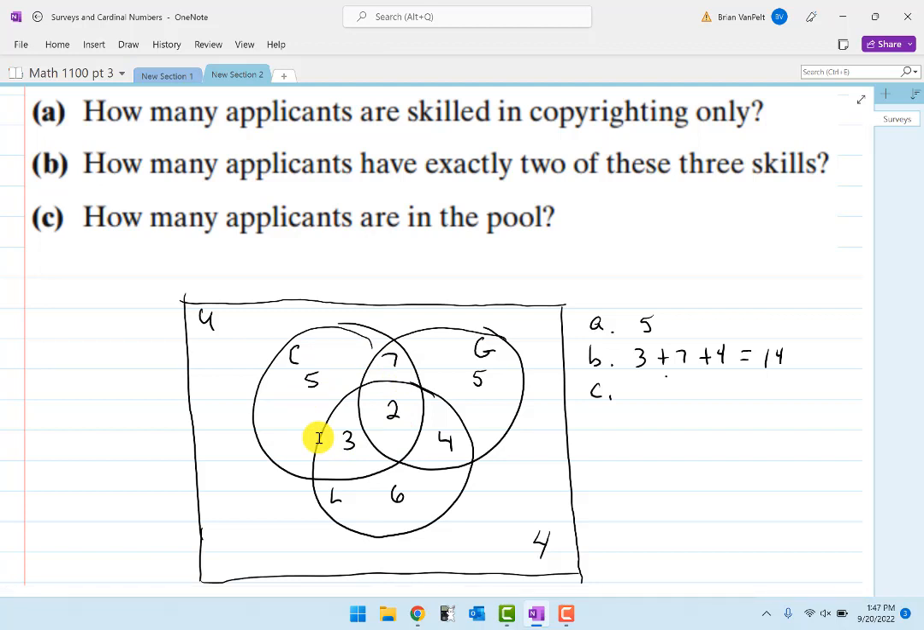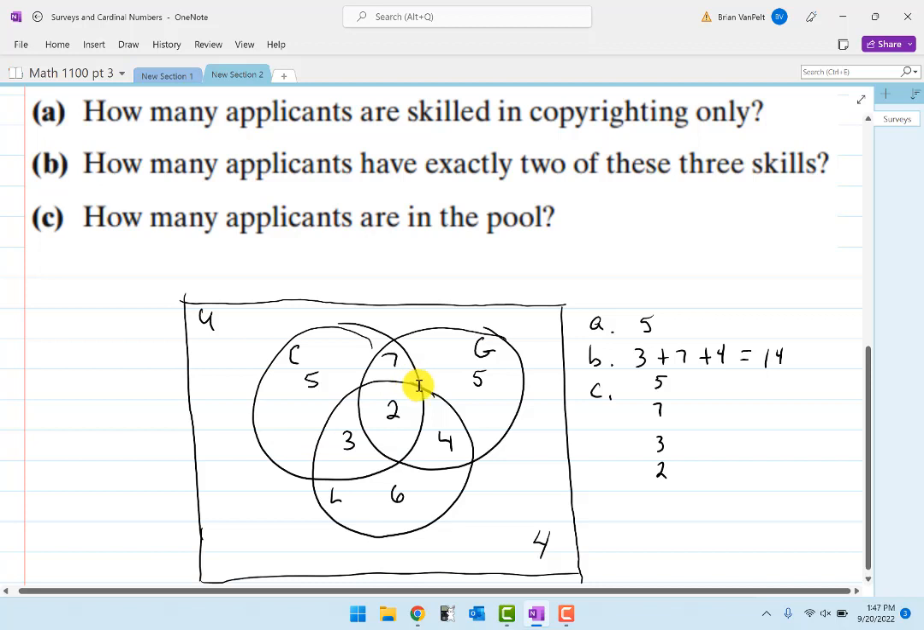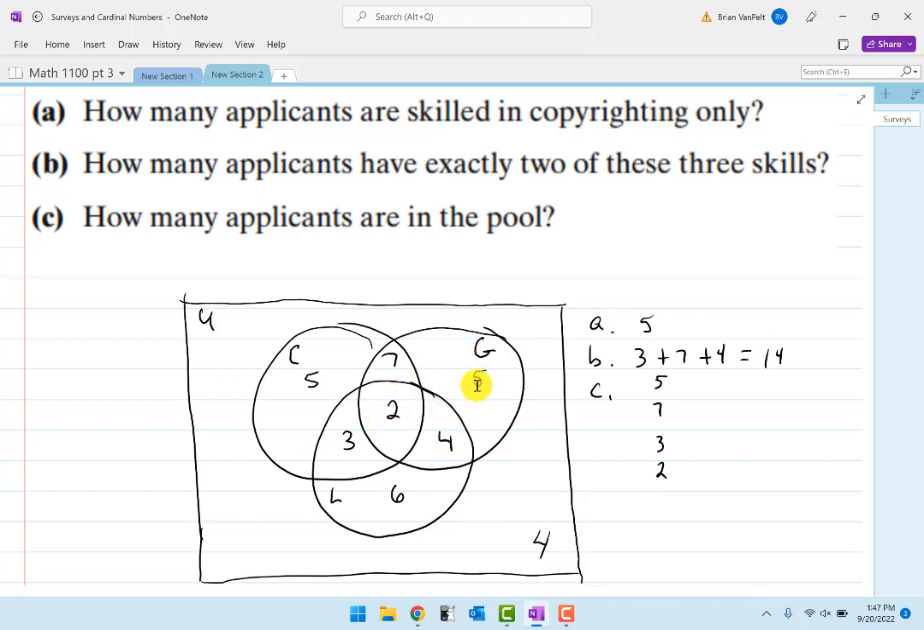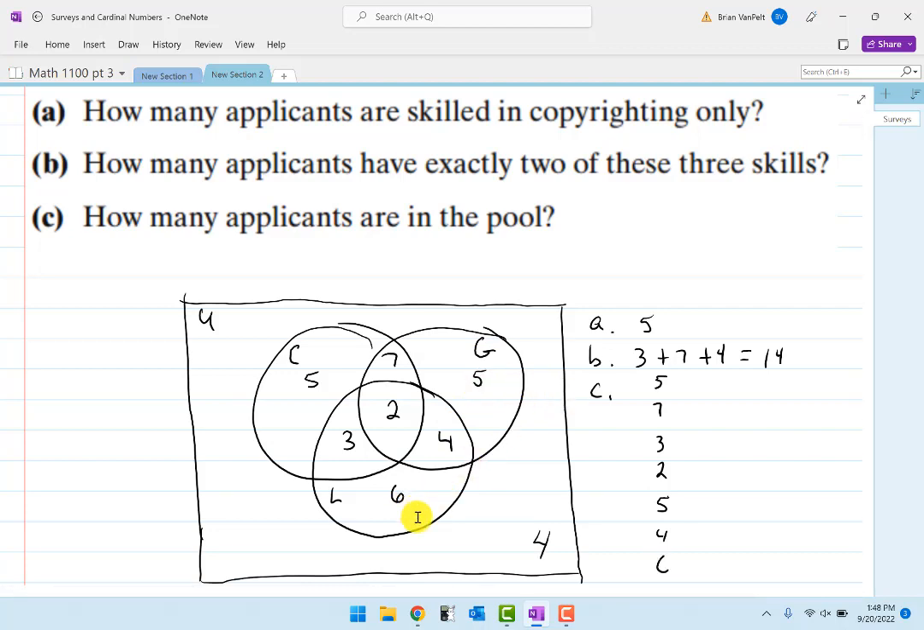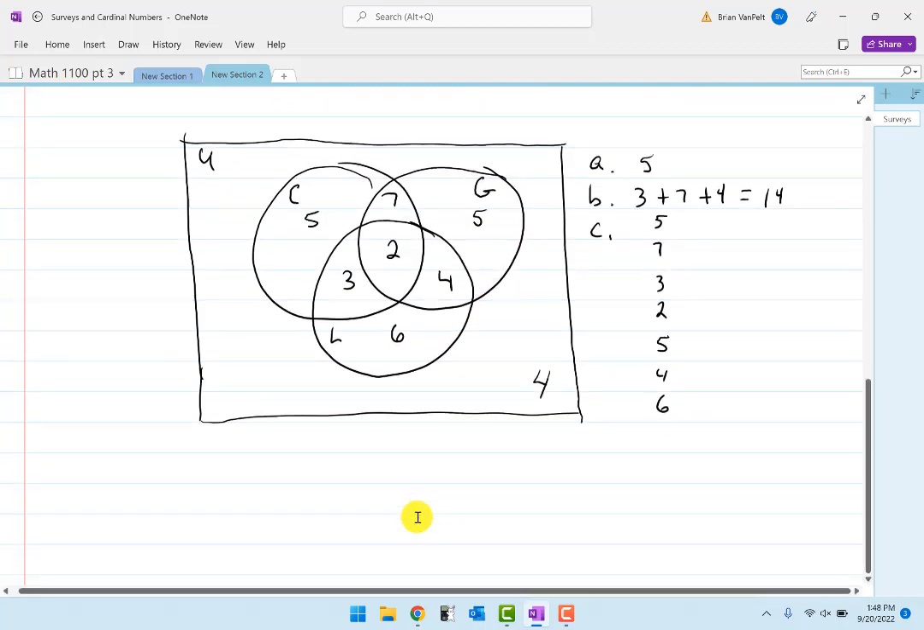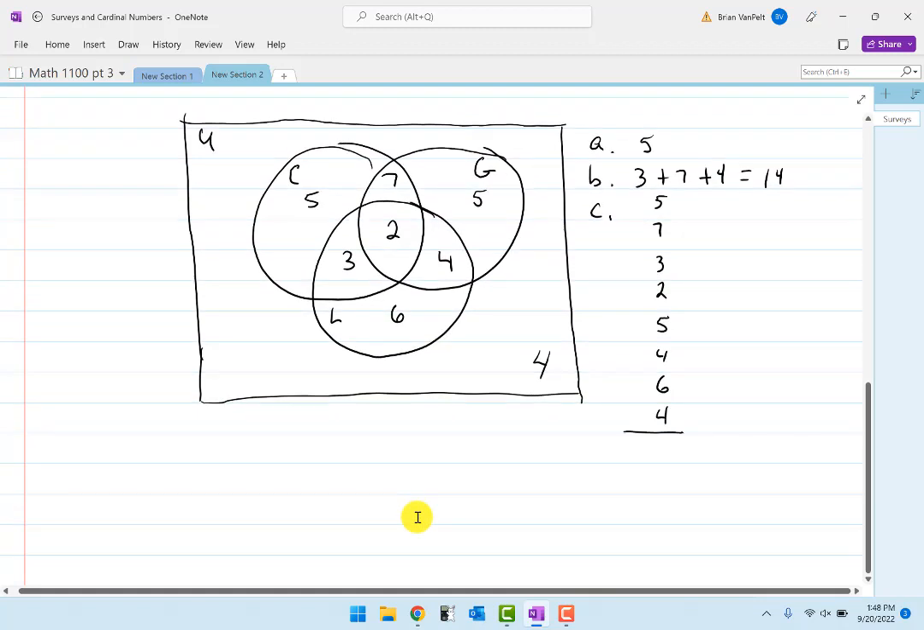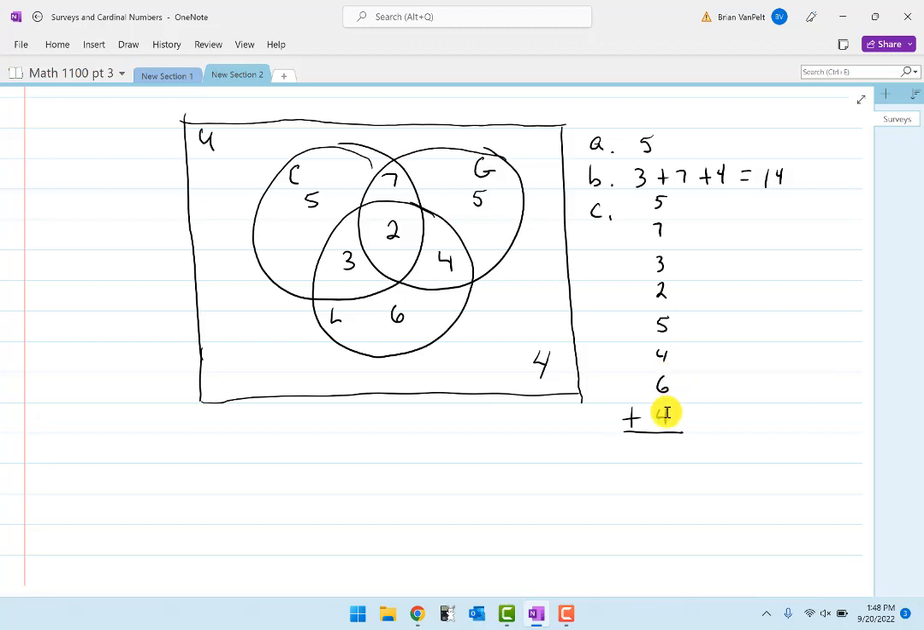That's where I'm going to have my 5, 7, 3, and 2. Then let me add to that the G items, 5 and 4. And then finally the L. And don't forget the 4 people that can't do anything. And let's add them up. I have 12, 15, 17, 22, 26, 32, 36.